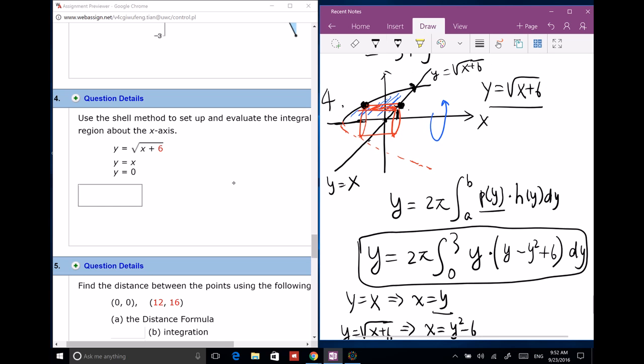V equals the integral of 2 pi r, where r is the y value here, times the height, which is the red length, the difference of the x values, and dy. Does that make sense? Okay.